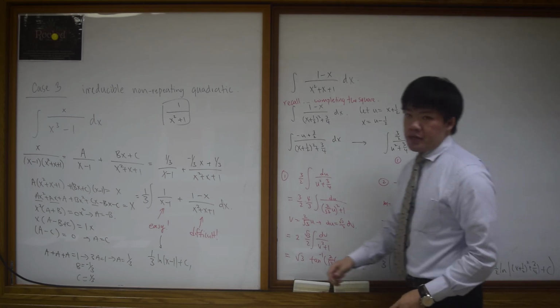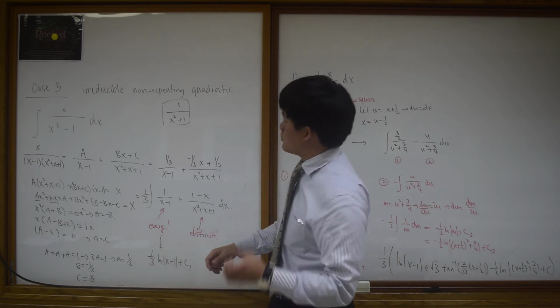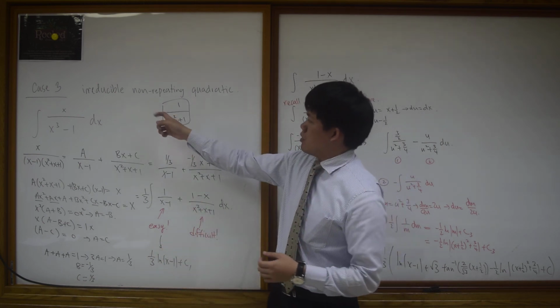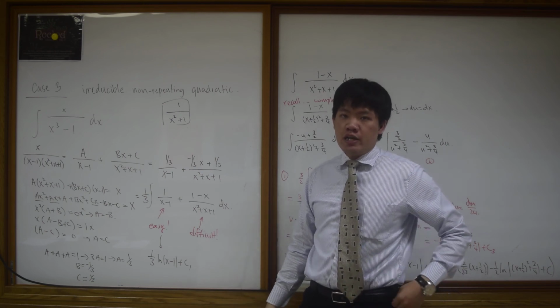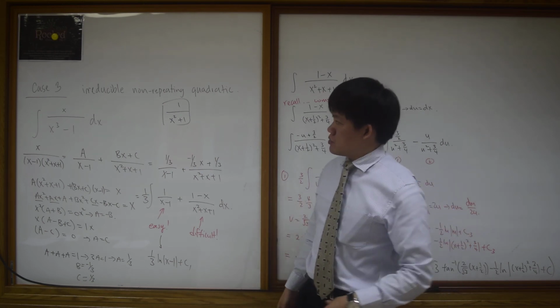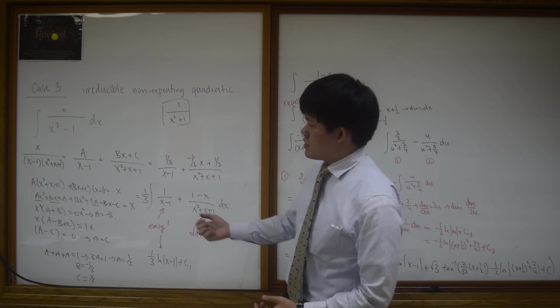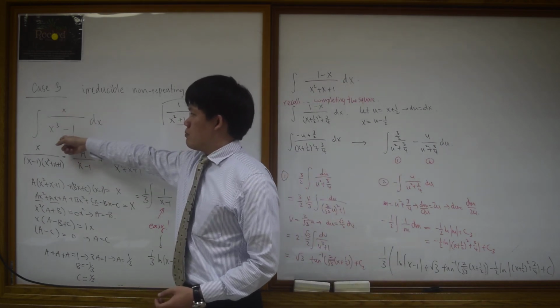Okay, case number 3, irreducible non-repeating quadratic. By irreducible, I'm talking about x squared plus 1 or anything of that form. We cannot factor further without going to imaginary variables. So the first example I'm going to do is x over x cubed minus 1.